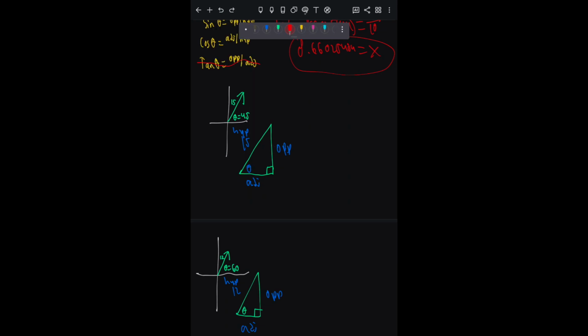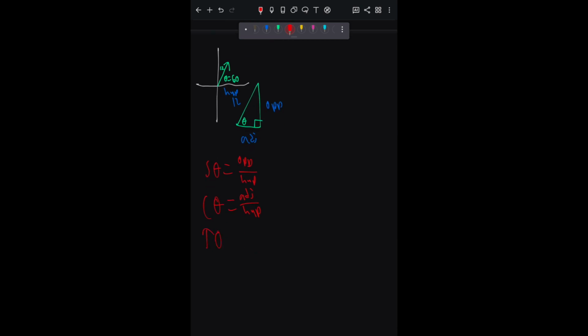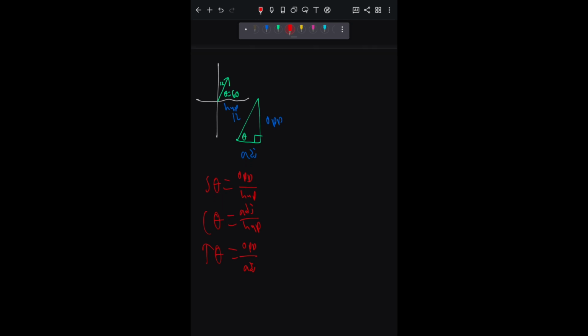S of theta. S means sine, so up over hypotenuse. Co of theta, so it's adjacent over hypotenuse. And t of theta, so tan theta. Do not write SCT like that. You just write it as sine, cosine, tan, but I'm different, and I kind of don't remember it off the top of my head.